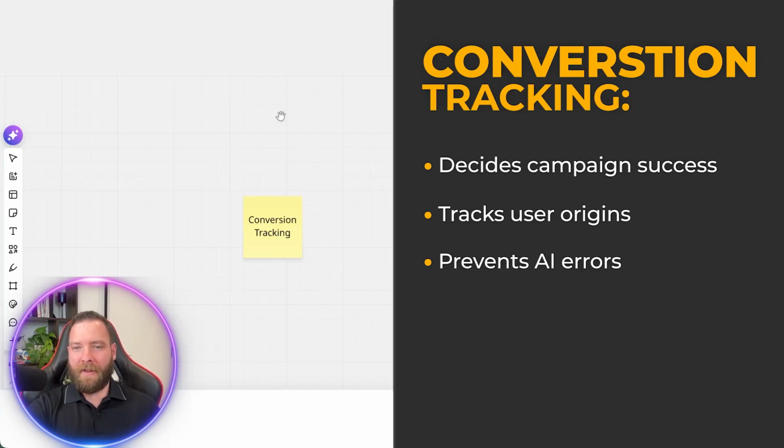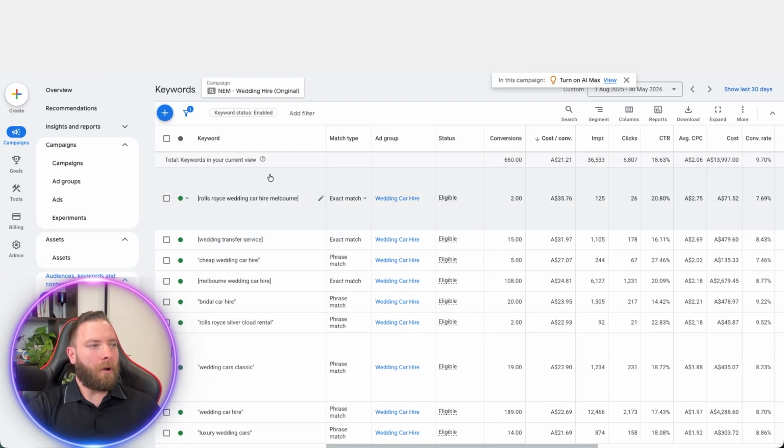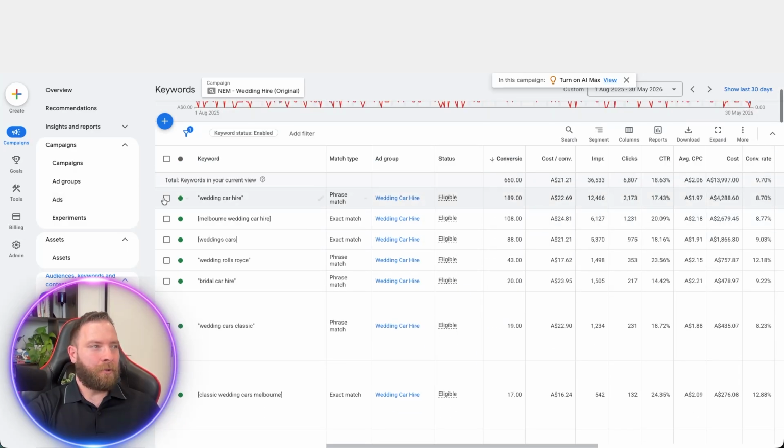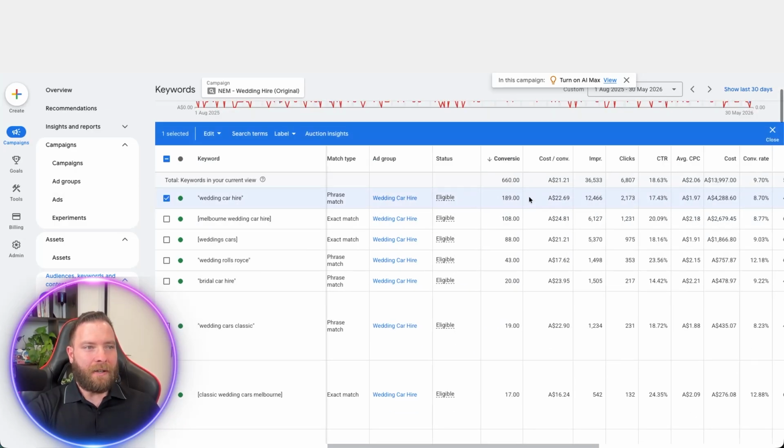So jumping into the ads manager, as you'll see here, you've got a whole bunch of different keywords with all different types of conversion volumes and all different types of cost. Now, if we look at the conversions high to low, we'll see that there are some terms that are delivering significant amounts of conversion value while maintaining a significantly low cost per lead.